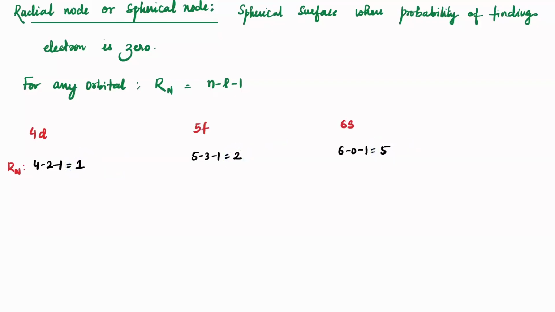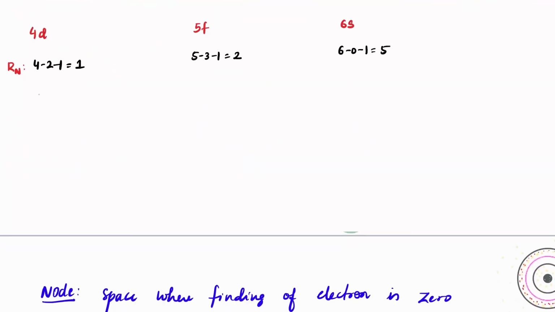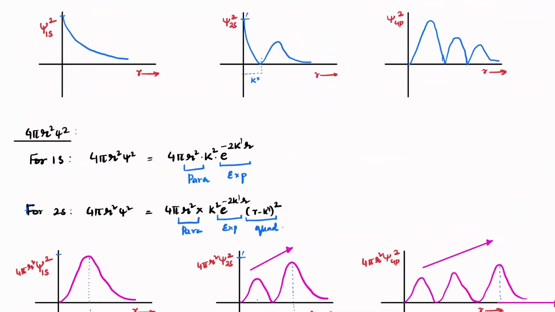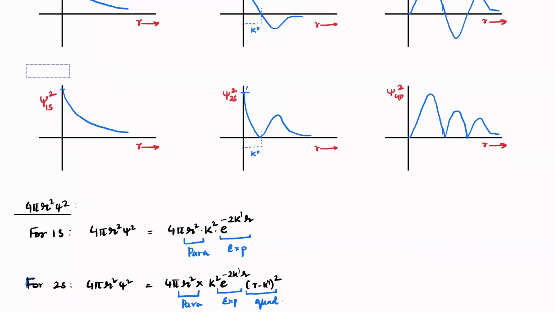What if I ask you to draw the graph of, let's say, 5f here? Now it's very simple. If I ask for 5f graphs, that means I'm asking you to plot how psi square and 4 pi r square psi square look. So I'll just simply copy from here.